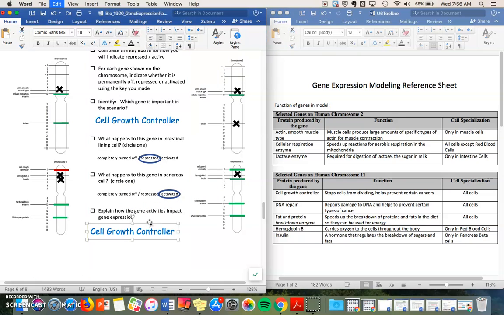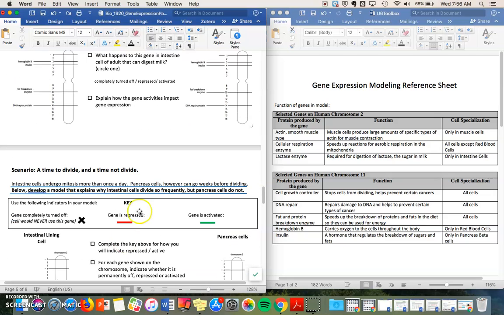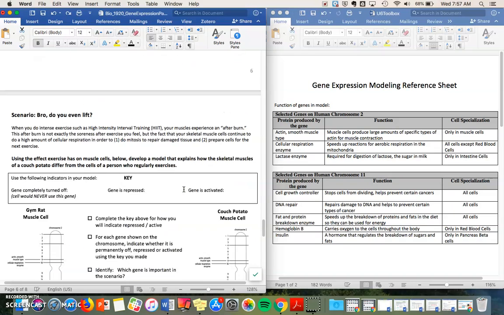The last thing we need to do is, if it's activated or repressed, how does that impact the function of that cell? So by repressing the gene, the cell growth controller protein does not get made. So here I'm not making that protein. And without this protein, the intestine cells will divide. Notice the last thing I say here is linked up to what's happening in my scenario, the fact that intestinal cells divide frequently. All right, so that's it for my model. Let's go on to the next one.